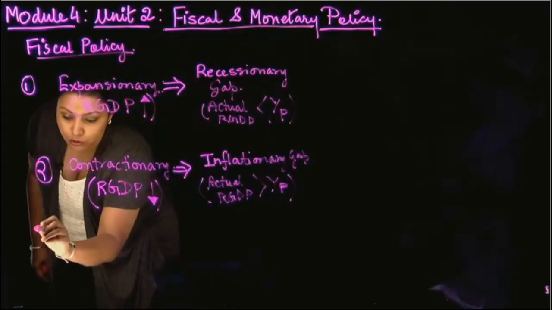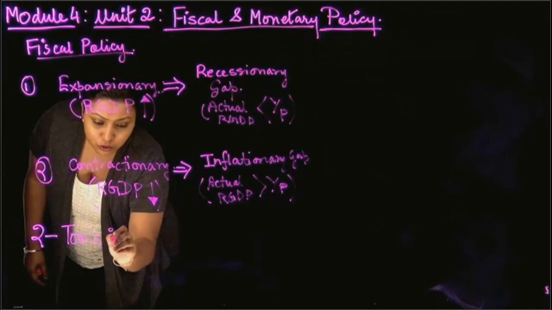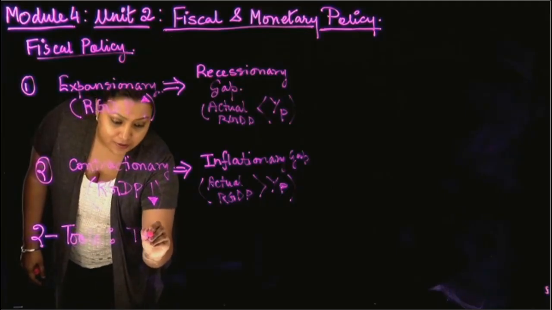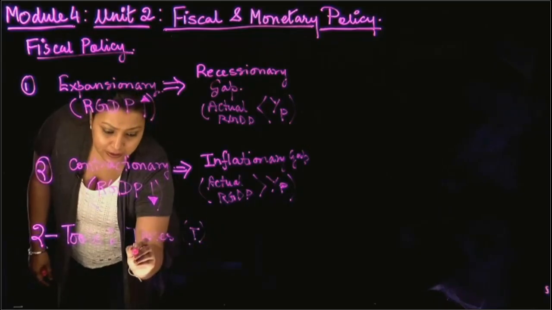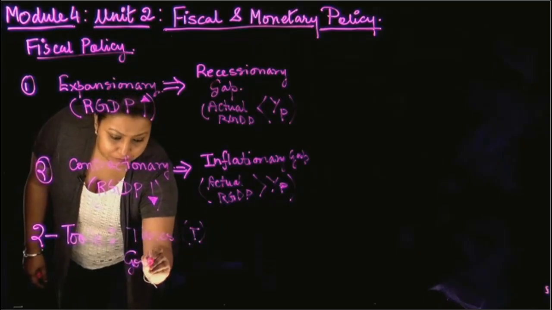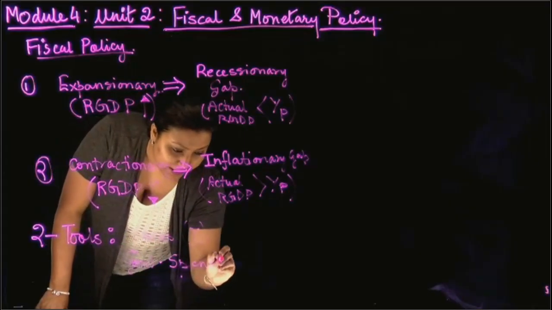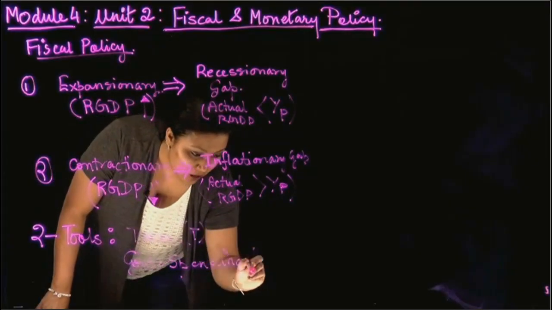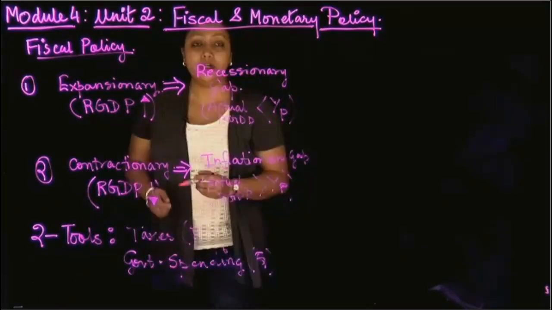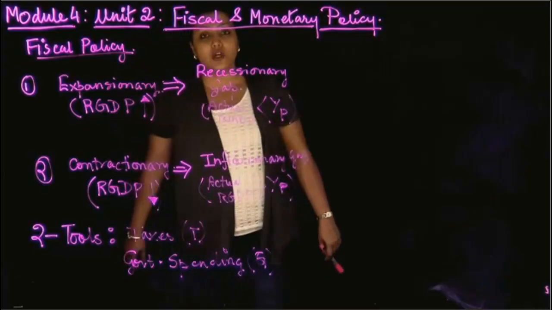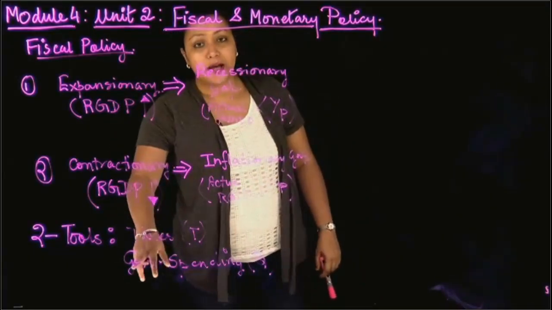Now there are two tools of the fiscal policy. It operates through two tools. The two tools of the fiscal policy are taxes, which is denoted by capital T, and government spending or government expenditure, which is denoted by capital G. So these are the two tools of fiscal policy. A fiscal policy can only work through these two tools, and both these things are controlled by the government.